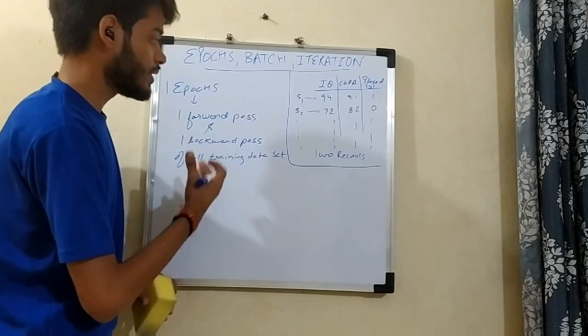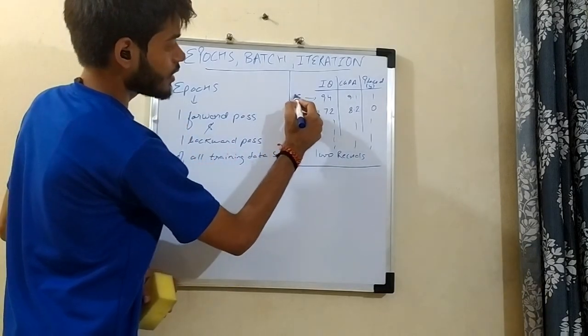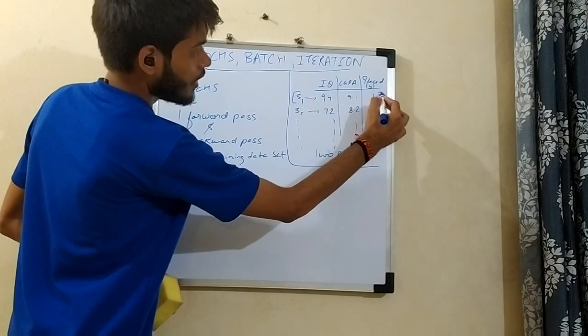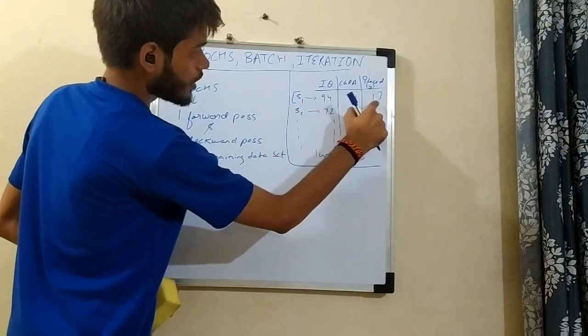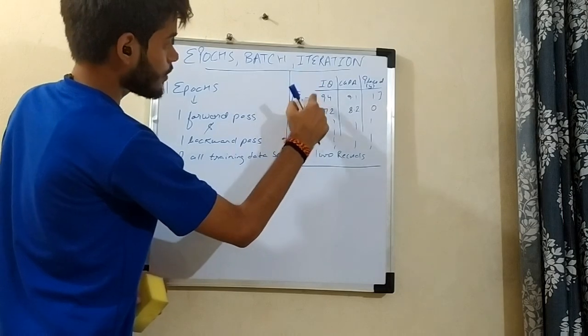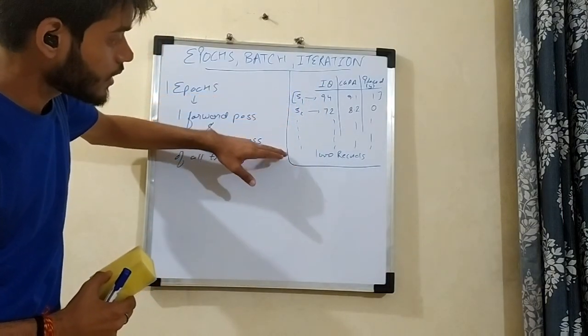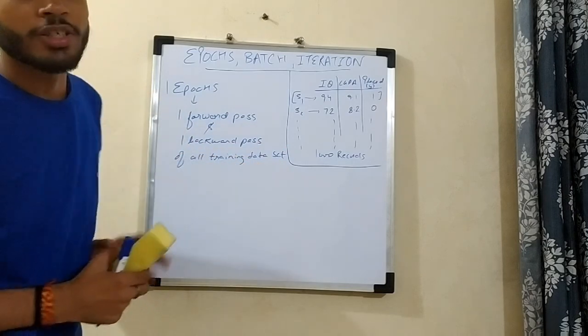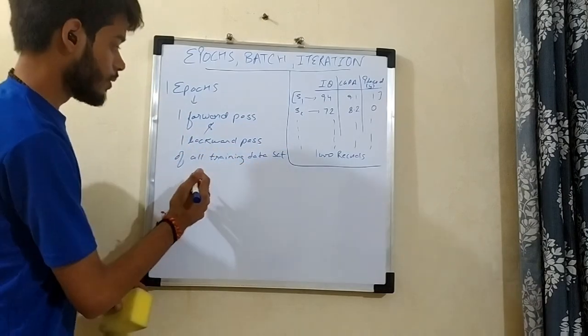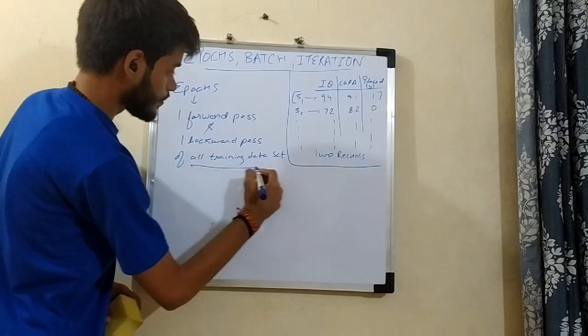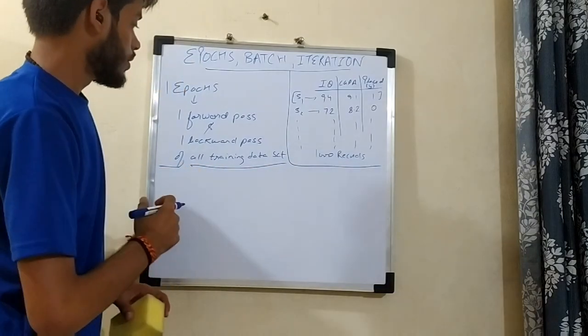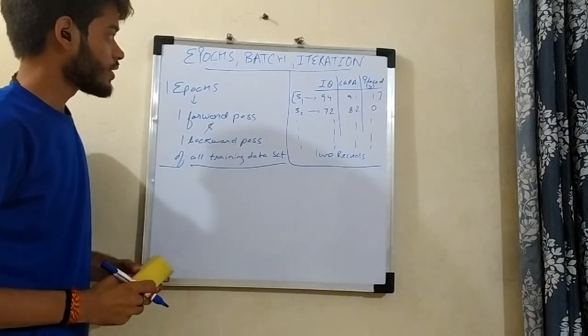What I mean by this is, suppose this is my single data record. If the forward propagation and the backward propagation of this, and similarly for all of this training data set, has been done, then we can say we have completed one epoch. Okay, so let's understand batch.